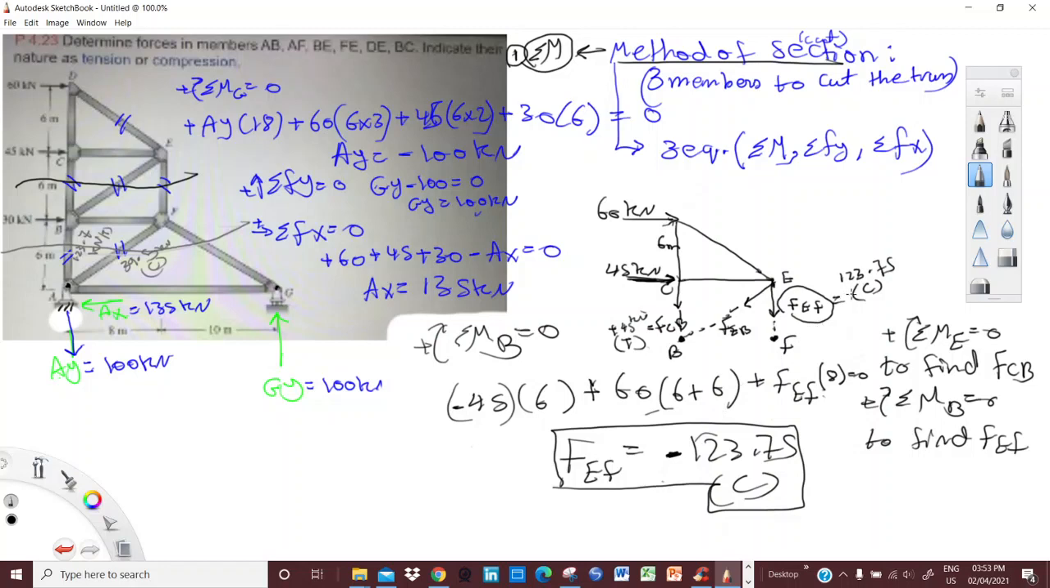I found that 123.5, and lastly I need to find FEB. Easily FEB, we can use that right now. You just delete everything.